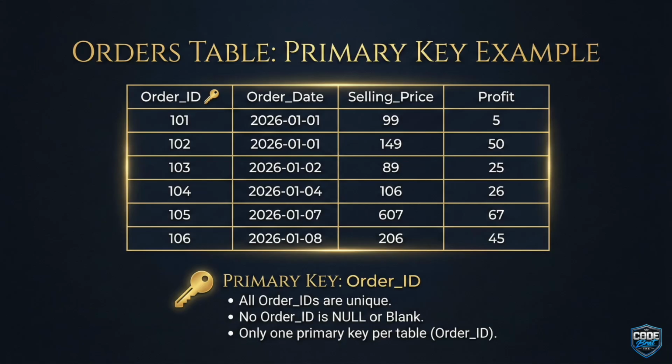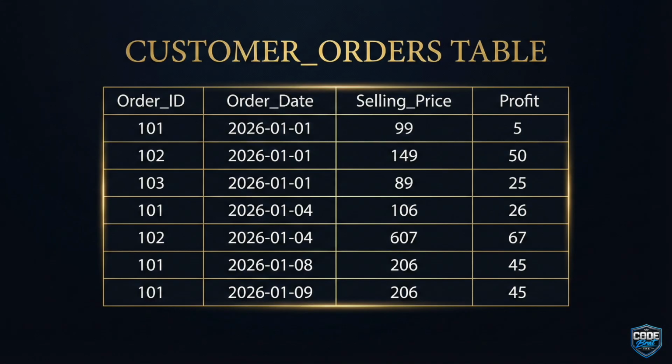Now suppose, instead of keeping order ID unique overall, I want all order IDs to be unique for each day. Take a look at this table. Here, order ID is not unique. We can see that order ID 101 is there on 1st Jan, 4th Jan, 8th Jan and 9th Jan. But if you look closely, you will see that it is unique for each day. For 1st Jan 2026, all order IDs are different. Similarly, for 4th Jan, all order IDs are different.